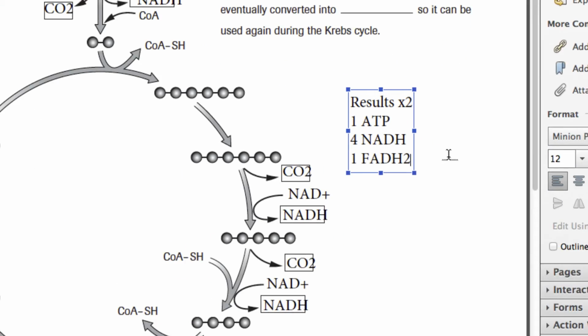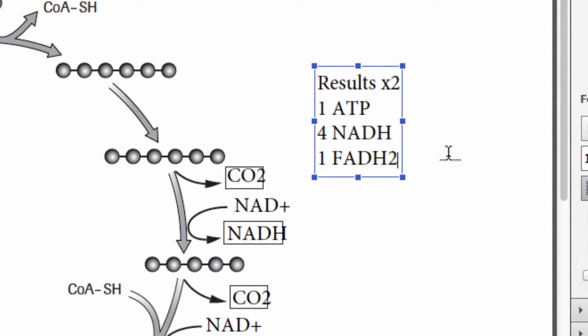Here, I'll make that bigger. There we go. Now we could count CO2, but it really doesn't make a huge difference here. It's a waste product. These are the key things that you're getting out of this reaction.